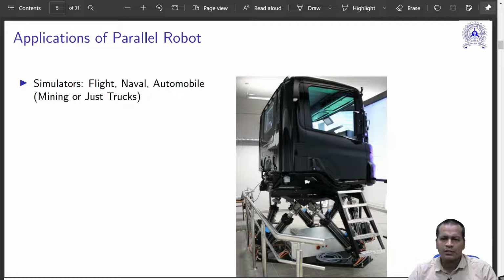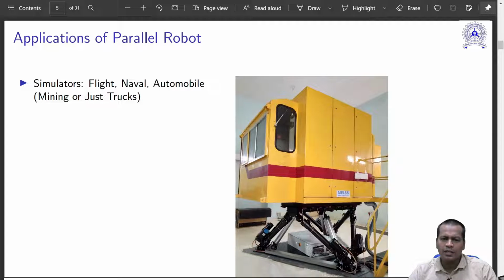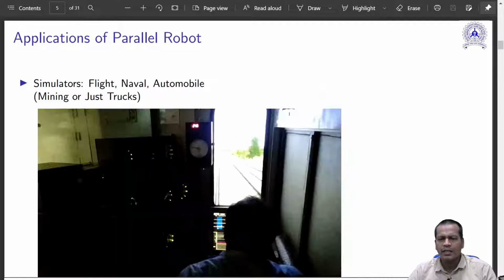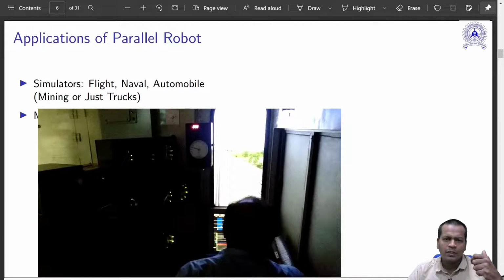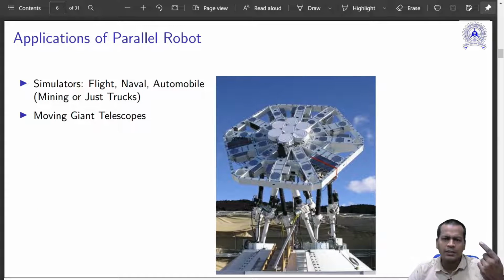We have huge trucks which get into open cast mines, and those trucks are as big as 10 times a standard truck that you see. So these are very big, and it is very difficult to train the drivers of these trucks. So we normally prefer training them on the simulator, and again it finds a good application of parallel robot. And I have seen in the railway training center also, they train their drivers on these types of simulators which have a parallel robot behind.